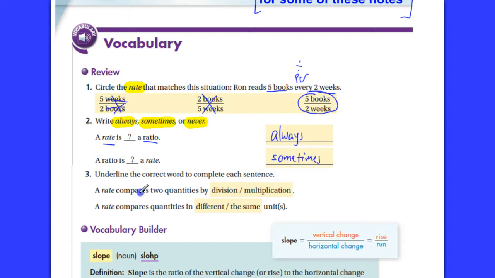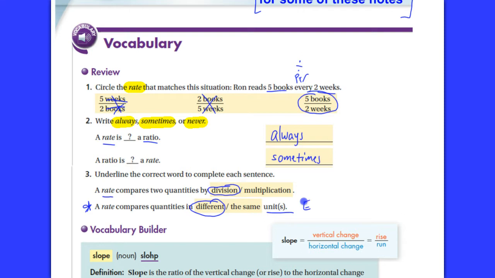Let me try to explain down here with number 3. It says underline the correct word to complete the sentence. A rate compares 2 quantities by division, and a ratio does the same thing too. A ratio compares 2 quantities by division. But the thing that separates a rate and a ratio is this right here. A rate compares quantities with different units. Different units, that's a rate.